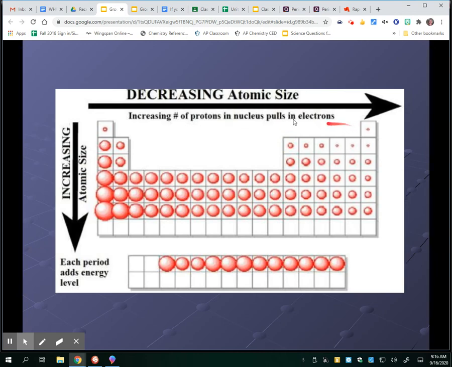So don't put that on your periodic table, but you can see as we go across, the atoms get smaller because we get a more positive nucleus. And as we go down any group, the atoms get larger. And that's because each time we go down a period, we end up with more energy levels. So the atoms are further apart from the nucleus.